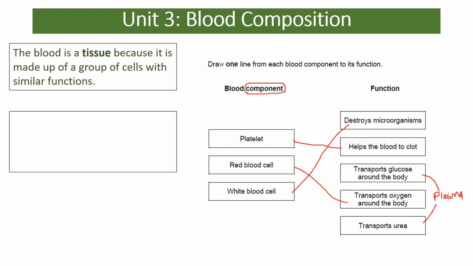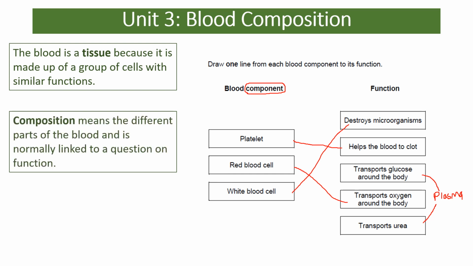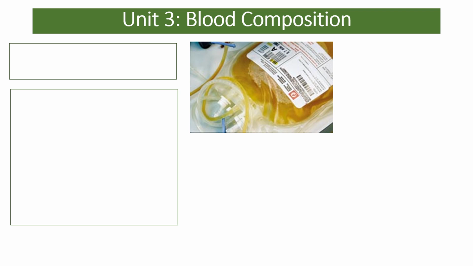So the blood is actually a tissue, because if you remember what a tissue is, the definition of a tissue is it's a group of cells with similar functions. So we've got different cells, red blood cells, white blood cells, that are doing similar functions of transporting things around your body. And composition, as I said before, means parts of the blood in this case, and is normally linked to questions like this on function. So let's have a look at the different compositions of the blood.